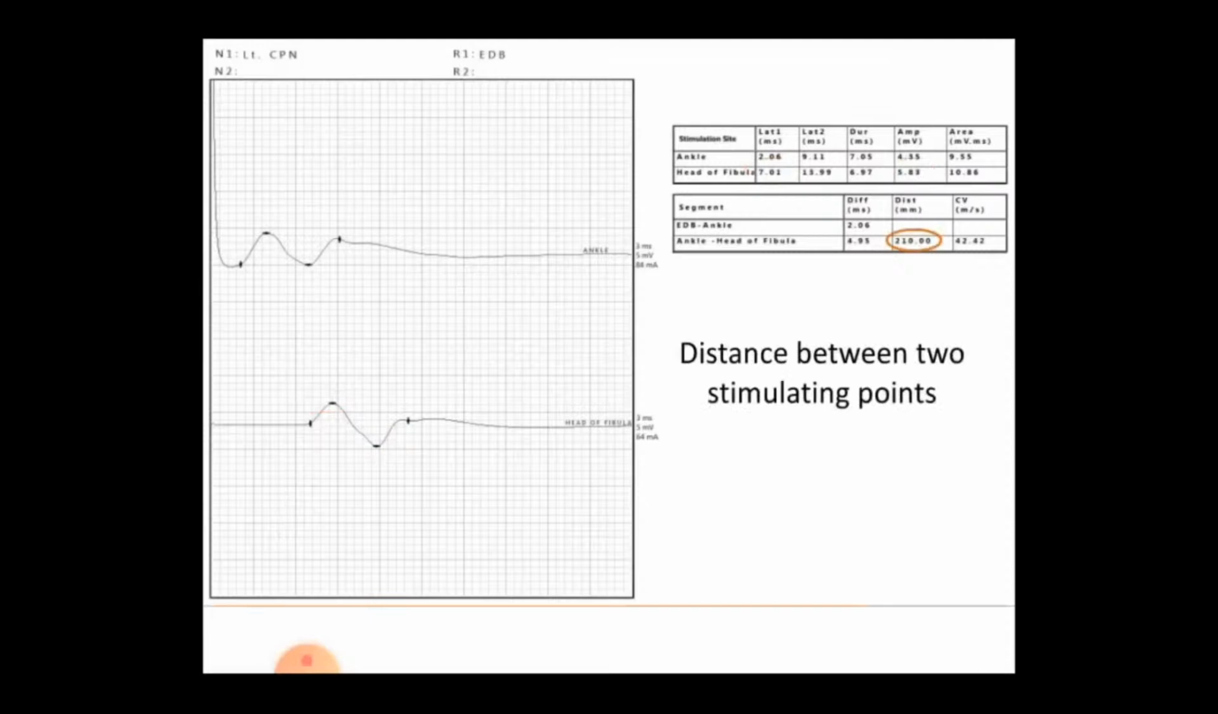Now we have to identify the velocity. For that we have to measure the distance between the two stimulating points. That is commonly done with a measuring tape. So in this example it is 210 millimeter. Generally we measure in centimeter, so that is 21 centimeter when we perform the test, but the machine asks for millimeter. That's why instead of 21 centimeter we write 210 millimeter.